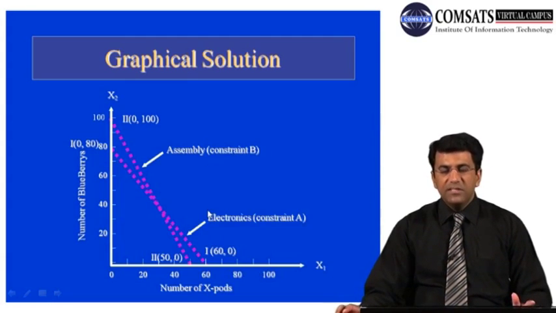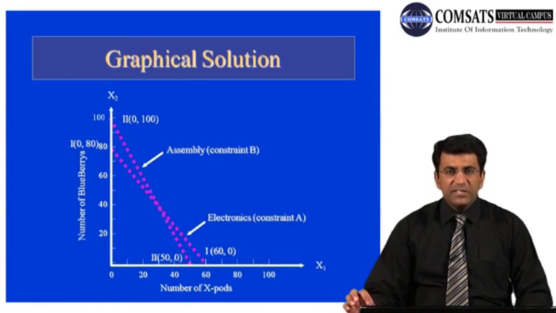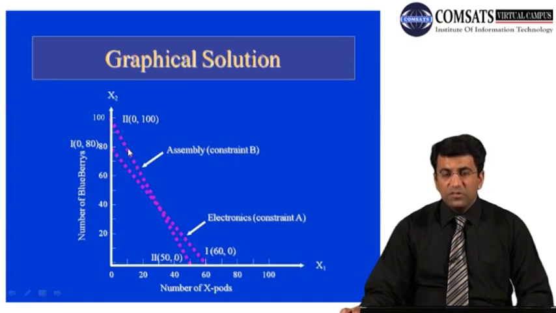Now class, after drawing these 2 lines, we will draw the feasible region. Because we were interested in the less than constraints, this is the line of the assembly constraint. Now we cannot go beyond this line, because we cannot go beyond the limit of that assembly line.